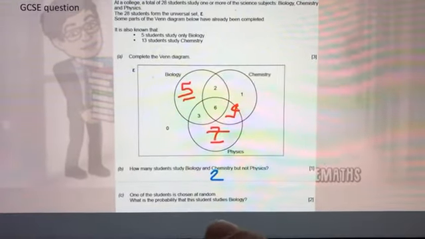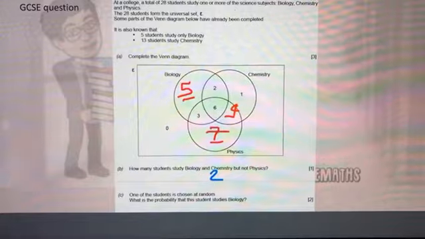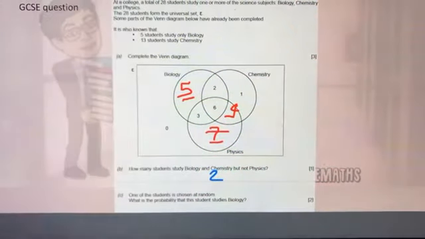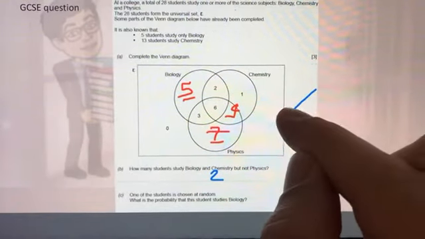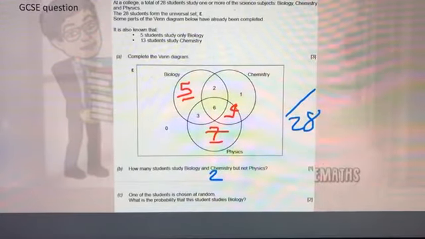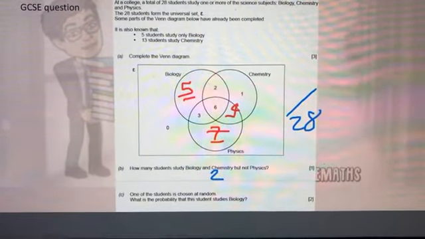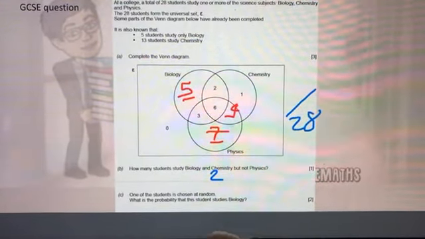Next, one of the students is chosen at random. What is the probability they study biology? Now, the probability is always out of 28. Every single time, because there's 28 people. It's always out of the total. Now, what's the probability they study biology?